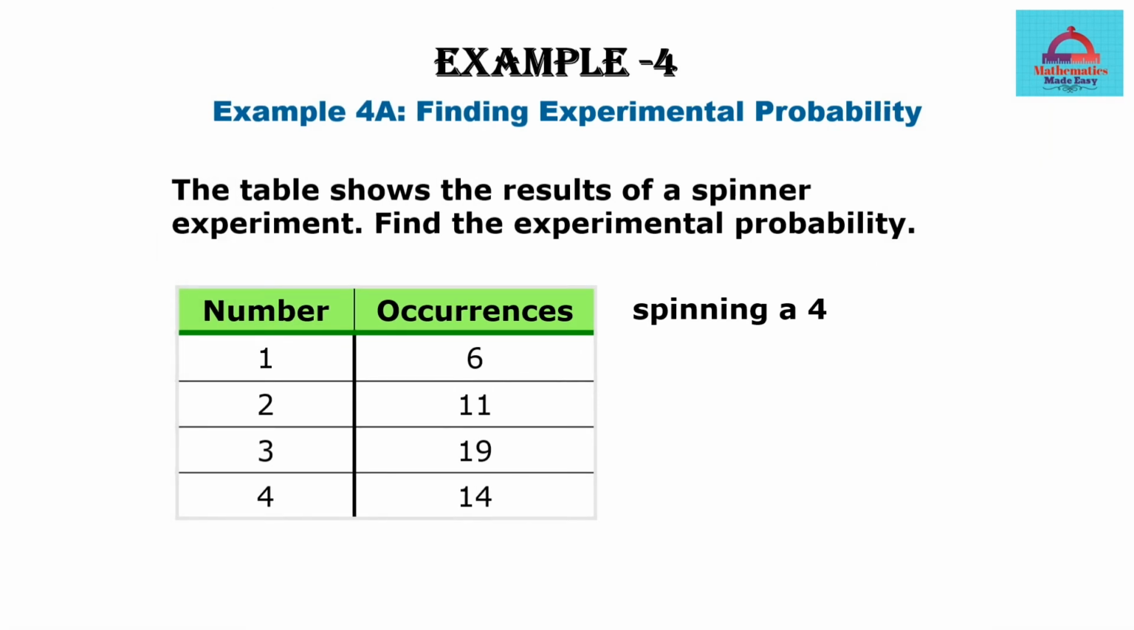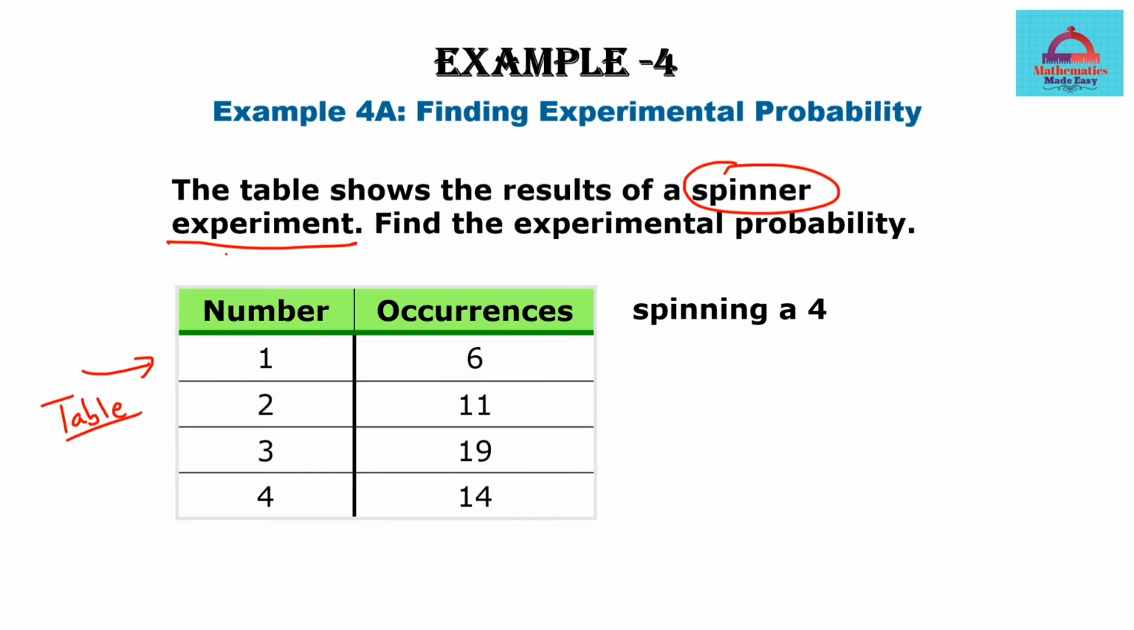Okay, so in this experiment, we will find the experimental probability. The table shows the results of a spinner experiment. We have already done spinner problems in detail. You can watch my previous videos on probability where we discussed the spinner questions in great detail. Now in this question, you are already given the results of the experiment in the form of this table that you see.